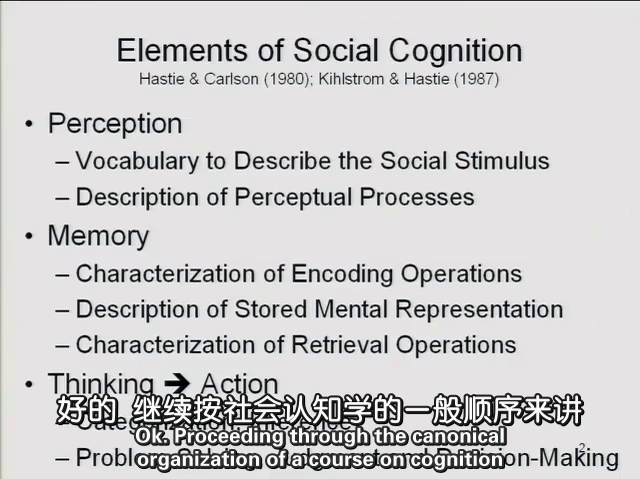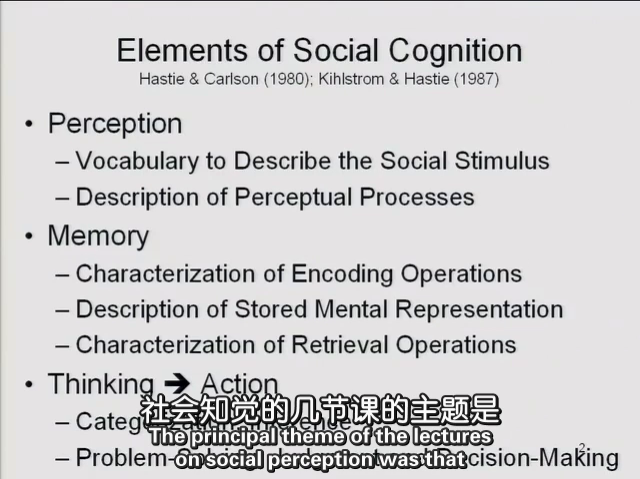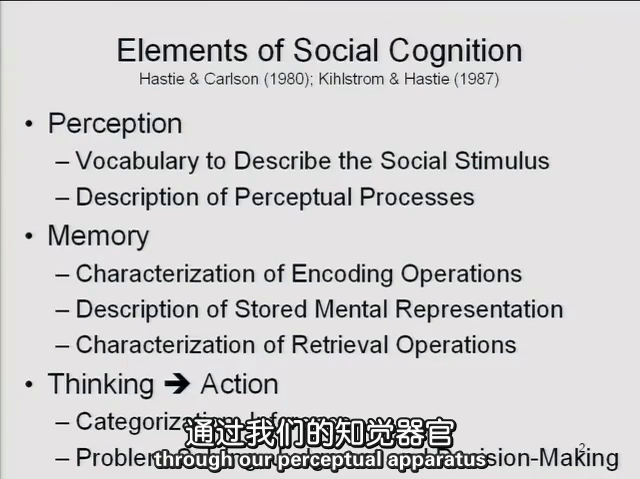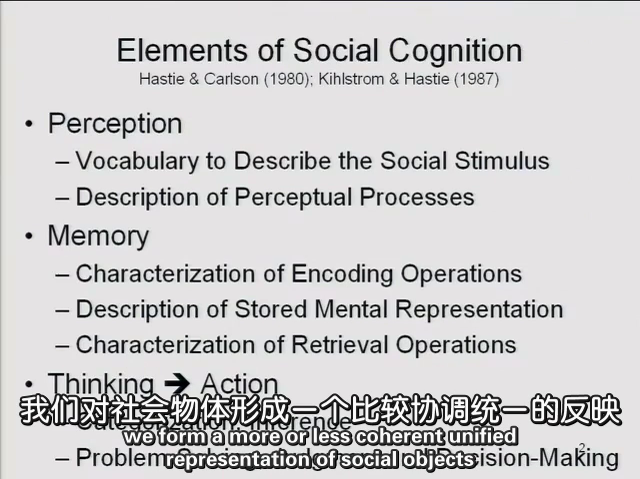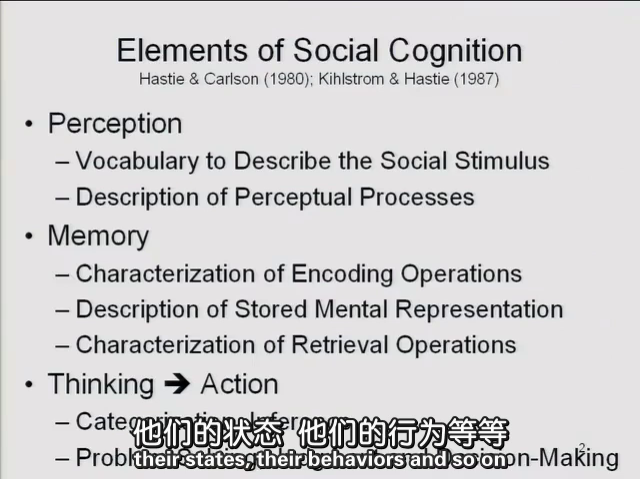Okay, proceeding through the canonical organization of a course on cognition, let's move from perception to memory. The principal theme of the lectures on social perception was that through our perceptual apparatus, we form a more or less coherent, unified representation of social objects. For example, people and their characteristics, their states, their behaviors, and so on.